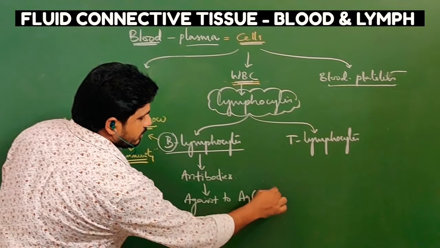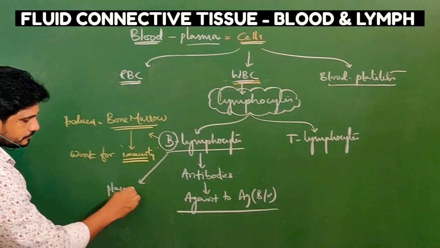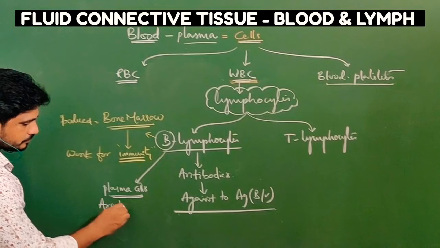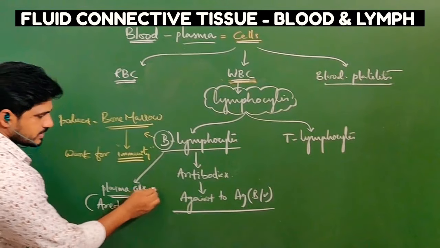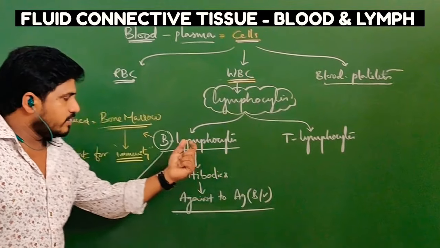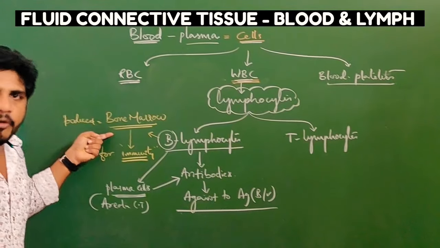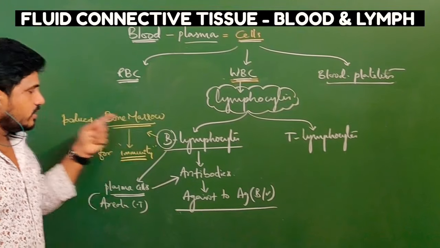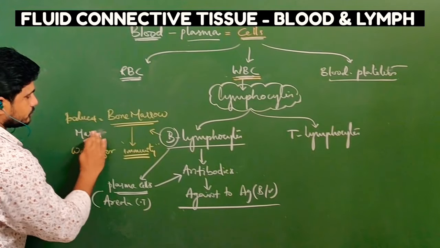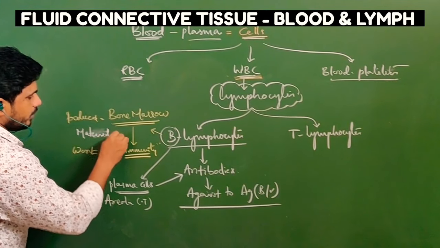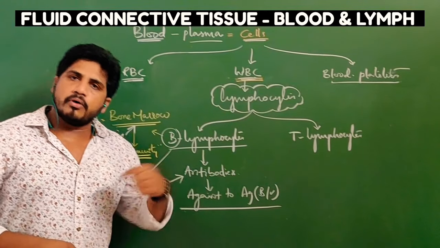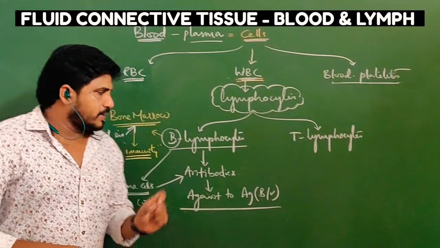These lymphocytes also produce plasma cells in areolar connective tissue. These plasma cells also produce antibodies. The meaning of B lymphocyte is lymphocytes that are produced in bone marrow. They are produced in bone marrow, and they also mature in bone marrow. Both the processes are taking place in bone marrow.